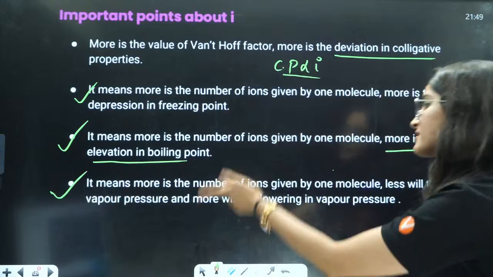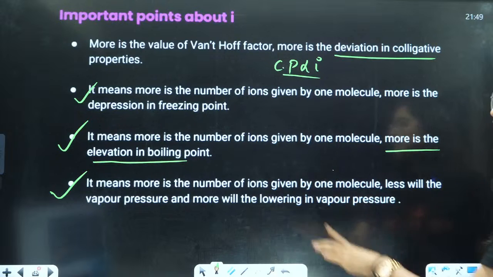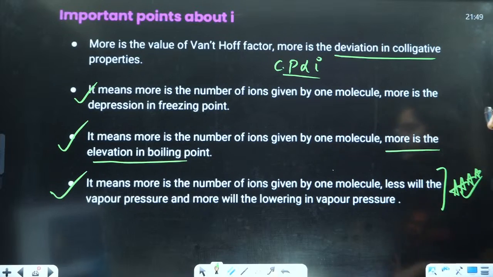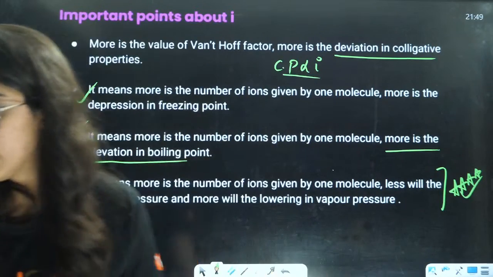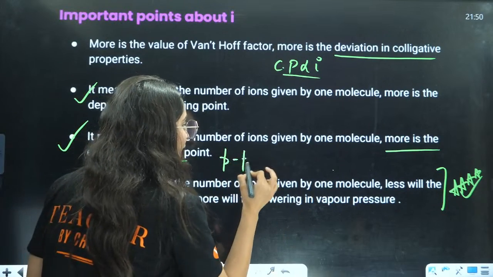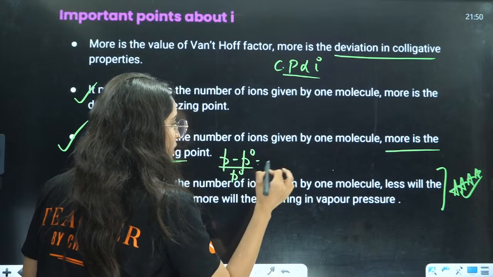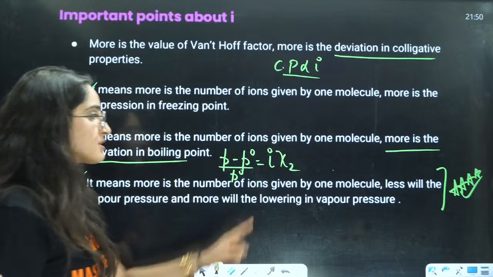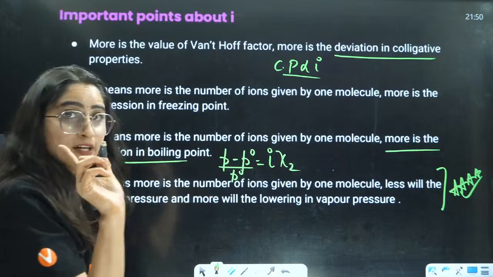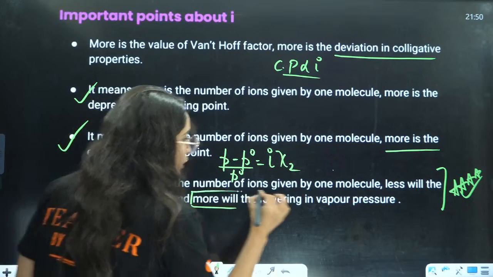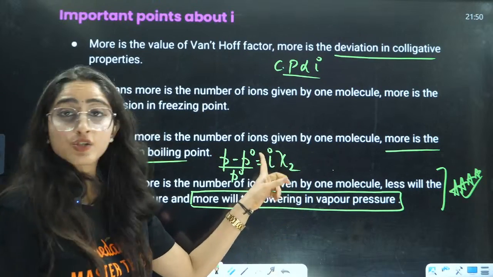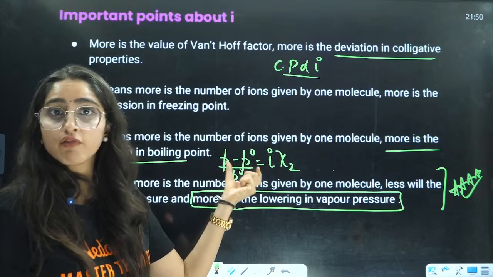It means the more ions given, the less the vapor pressure. Now, this is a very, very important thing. What they are saying is that the more the number of ions given, because (P naught minus P) by P naught is equal to i times this, the relative lowering in vapor pressure will be more. If i is more, then the relative lowering in vapor pressure will be more.